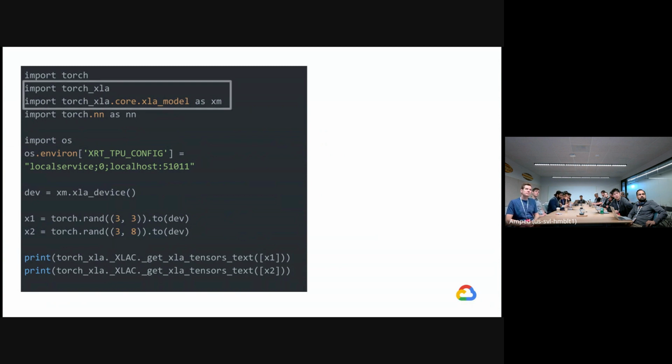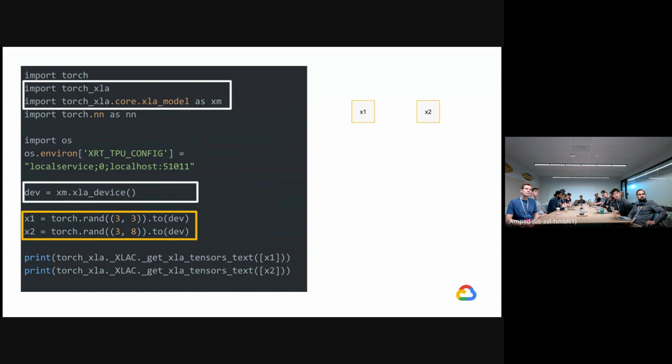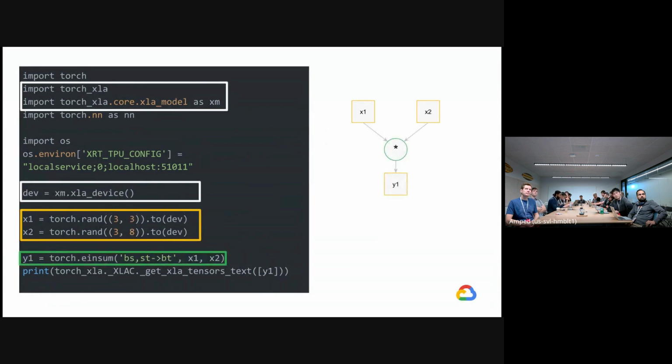What I'm showing on the right-hand side now is a visual of these two tensors being created. Then I'm going to add an operation on these tensors. This is a matmul operation between these two tensors. Notice that this operation has not been executed yet on the PyTorch XLA device. What I'm showing on the right-hand side is an abstraction of the computation graph being recorded, but the operation itself has not been executed.